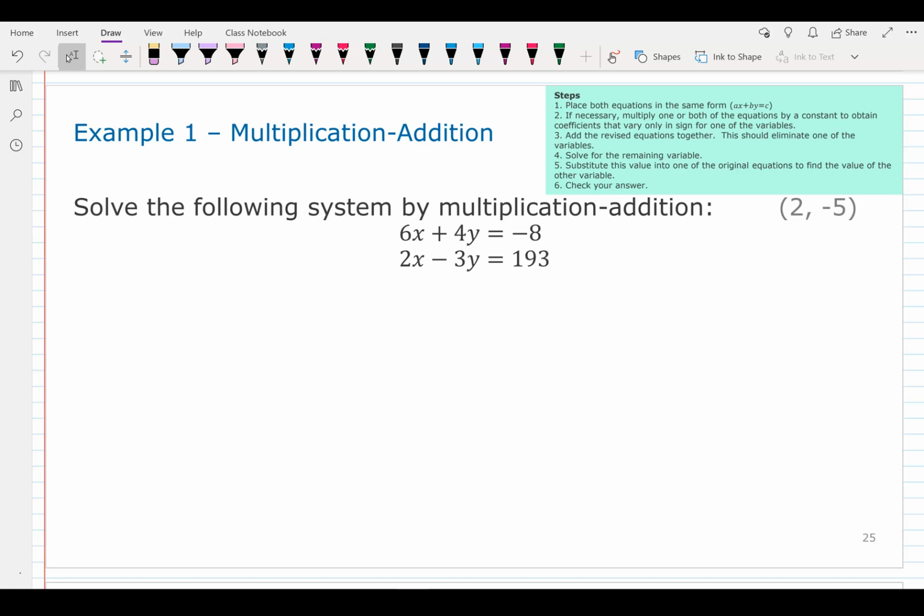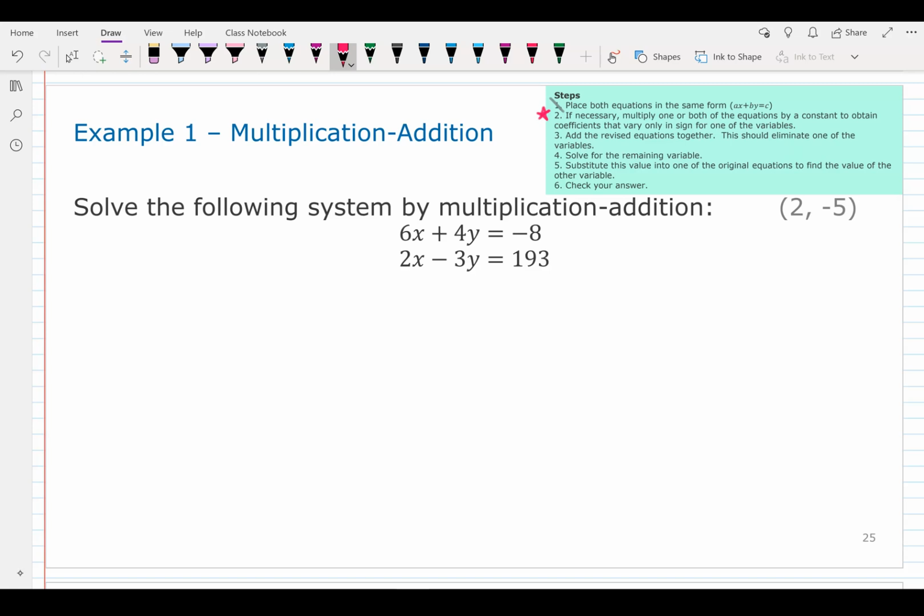But let me show you why multiplication is useful. First of all, step 1, if you can read this, it says place both equations in the same form. So something x plus something y equals a constant, something x plus something y equals a constant. Okay, they're in the same form. We've got that step done. Next, if necessary, multiply one or both of the equations by a constant to obtain coefficients that vary only in the sign. Okay, this is what makes the multiplication addition method called the multiplication addition method.